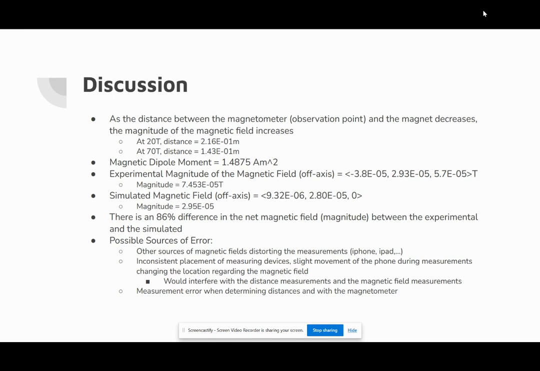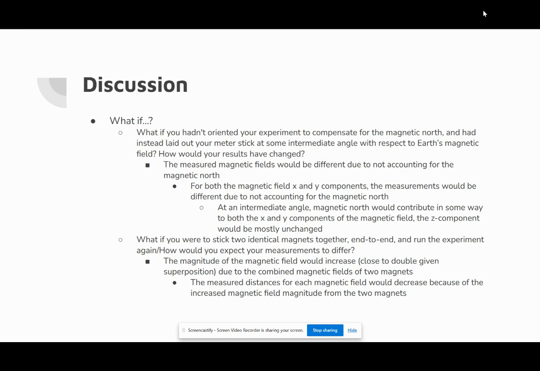And some of the possible sources of error would be placement of the measurement tools regarding the magnetic field and any other interference, as well as measurement errors. So if we hadn't compensated for the magnetic north, our x and y components would have been different, but our z component wouldn't have been affected, because we did not account for the magnetic north.